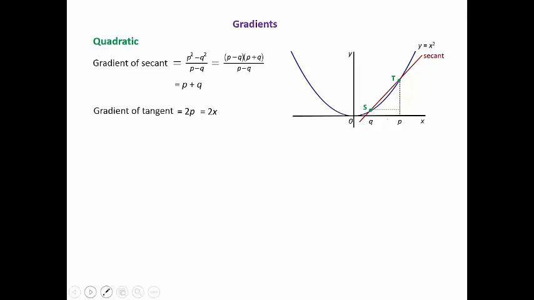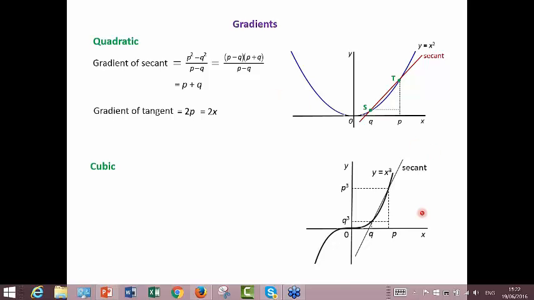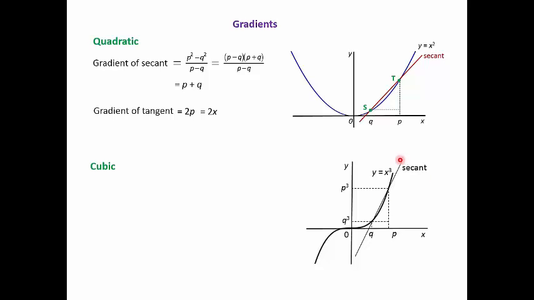So coming back here, let's see if we can extend this for cubics. So here's a cubic, y equals x cubed, and there's the secant, and the x-coordinates again are p and q. And the y-coordinates are now p cubed and q cubed. So the gradient of that secant is again the difference of the y-coordinates over the difference of the x-coordinates. So it's p cubed minus q cubed over p minus q.